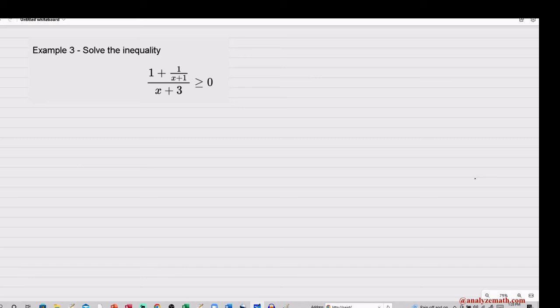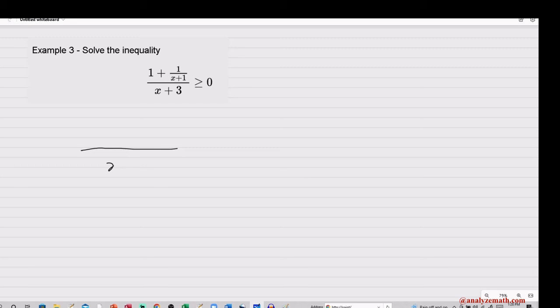Now let's look at example number 3. So it's already written in standard form. We have a 0 on one side. It's not factored. The numerator looks complicated. So let's start working on the numerator.